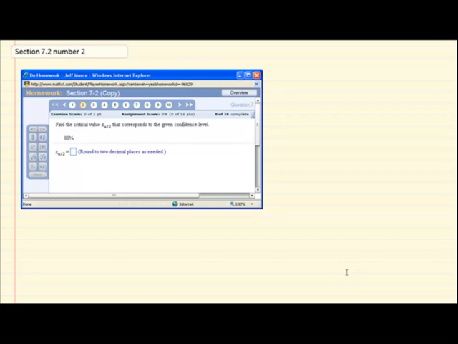We are to find the critical value Z sub alpha over 2 that corresponds to the given confidence level, 80%. So what we'll do then is we'll draw ourselves a little picture here. Z sub alpha over 2 corresponds to a critical value, in this case a Z value, so that alpha over 2 is in each of these tails. So we would have Z sub alpha over 2 and the opposite of Z sub alpha over 2.